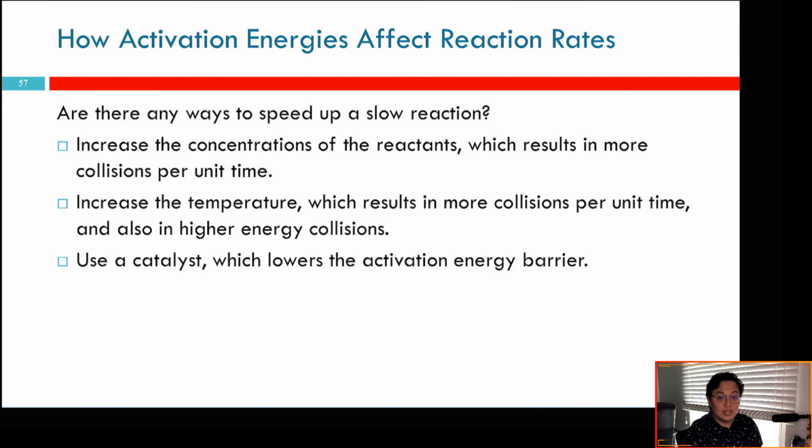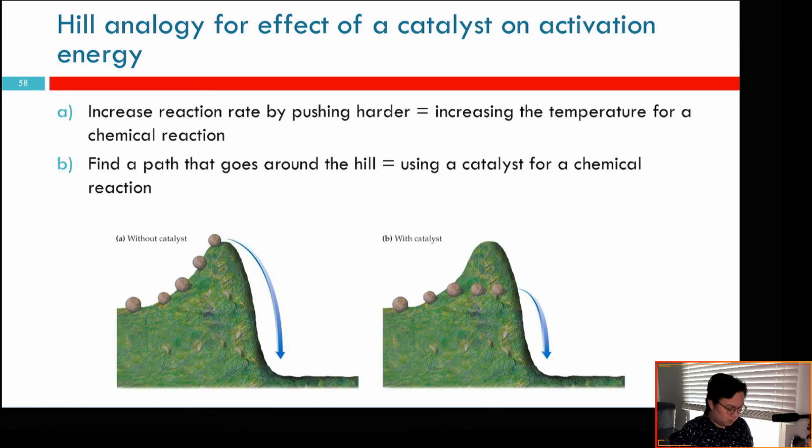So when either of those two things doesn't work, then a catalyst is a great option to lower that energy barrier. You can think of the energy barrier as a hill, and so to get over that hill, you need to have the right amount of energy. So we can increase the reaction rate by pushing these boulders harder up the hill.